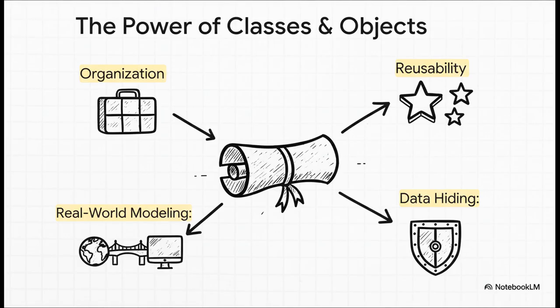It gives us organization by bundling related data and the functions that act on that data into one neat package. It gives us incredible reusability. We write the code once, and we can stamp out thousands of objects from it. Data hiding, through that encapsulation we talked about, protects our objects from being misused, which makes our programs way more stable and reliable. And at the end of the day, it just gives us a powerful and intuitive way to model the complexity of the real world right inside our code.